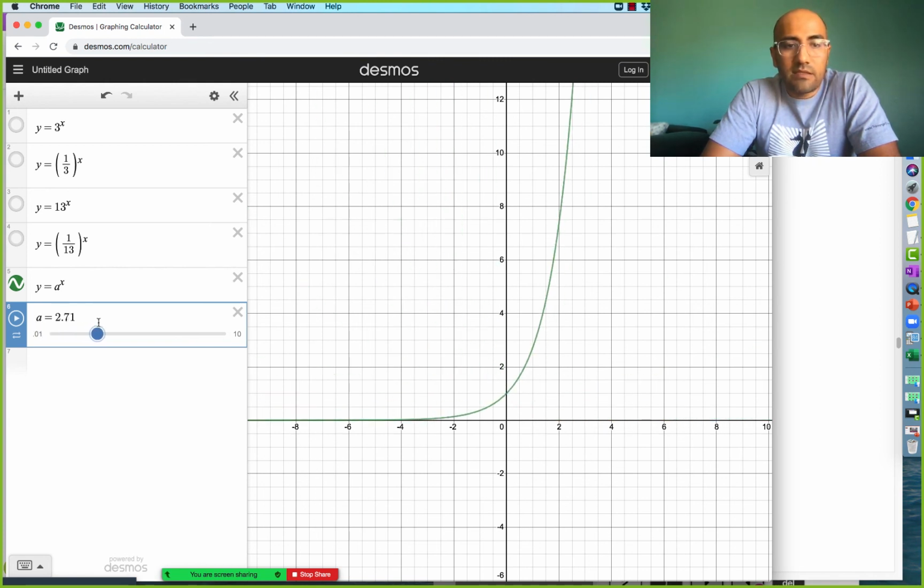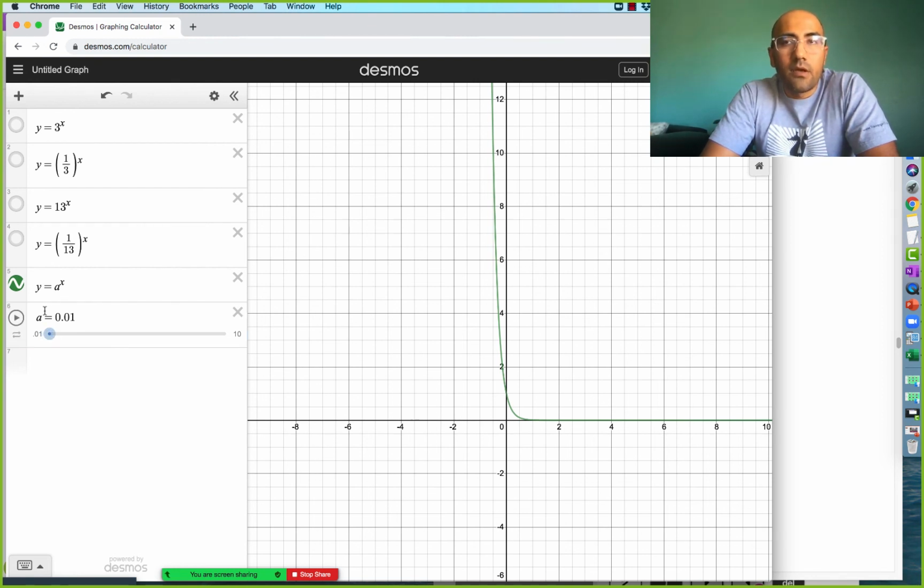So this way means that the base is bigger than 1. This way it means that the base is between 0 and 1, not negative, right? We're not allowing the base number to be a negative number because that has the potential of having irrational numbers and weird things that could happen. Imaginary numbers, I should say. Questions?